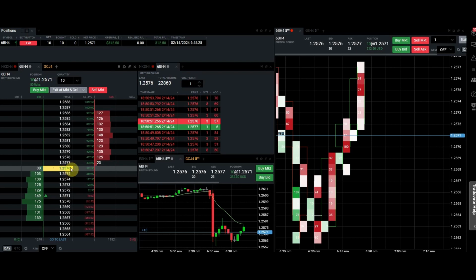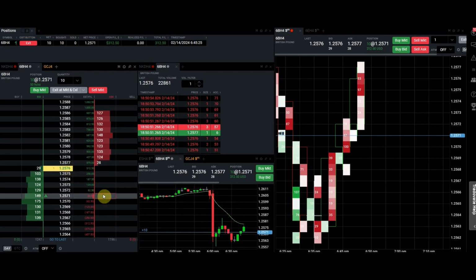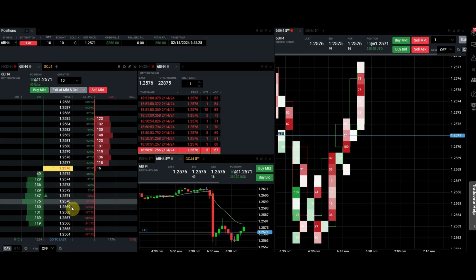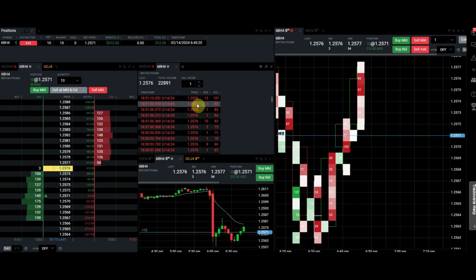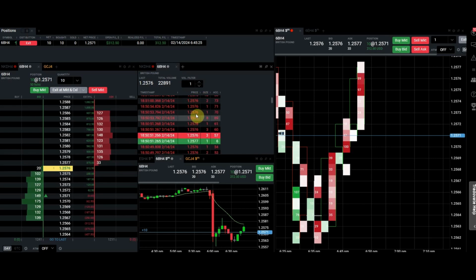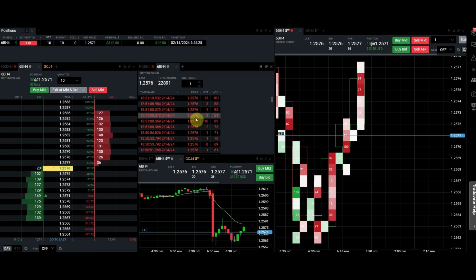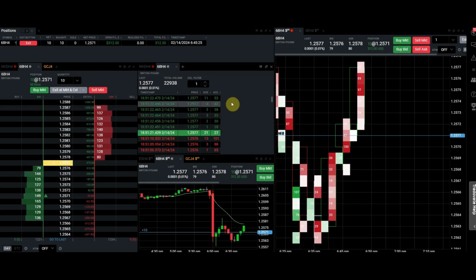Looks like there's a lot of buying coming into the market, but I just don't know if it's going to hold out. I'm also trying to keep an eye on this time and sales over here, just to see what's going on and get a feel for the market activity.